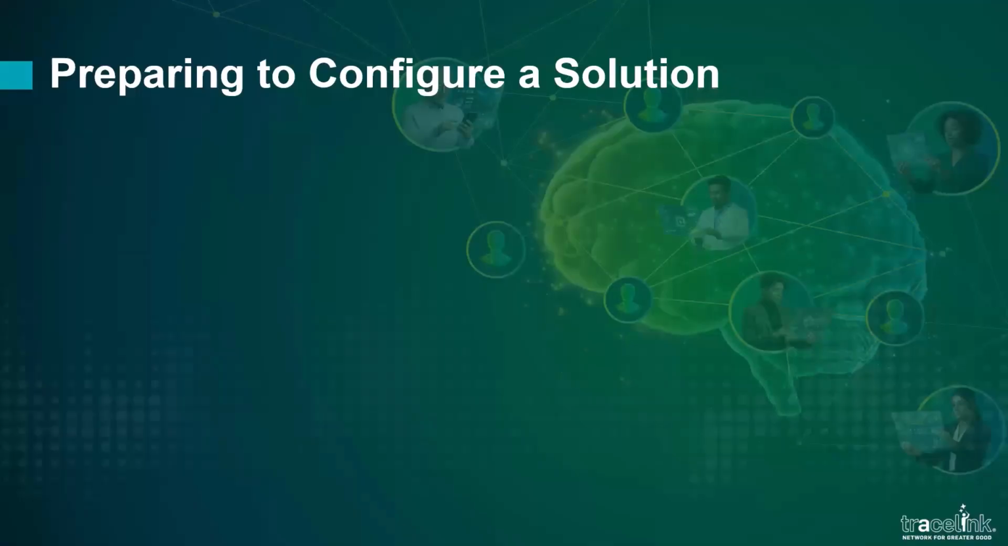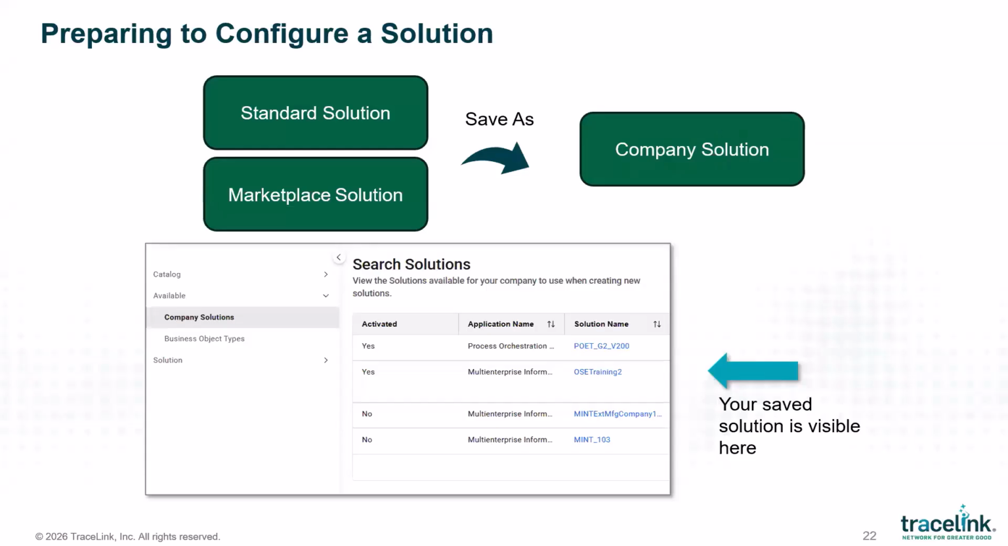So let's now see some action in OSE. First, we'll start with preparing a solution for configuration. To get started with configuring the solution, you need to first save the standard solution or a marketplace solution as a company solution. Once you do that, the saved solution will be available in the Available Company Solutions section. This is necessary because you can't edit the standard solutions directly. Once you see the solution in the Available Company Solutions, you can then edit the solution and configure it. Let's see how to create a company solution in the next demo.